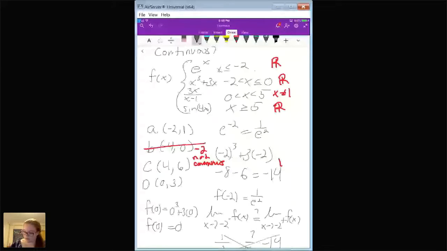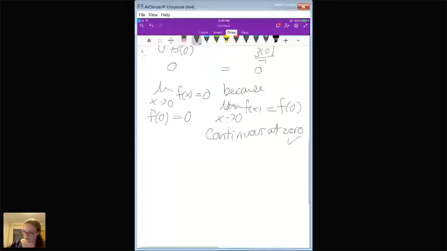Okay, so scrolling down again, we've got our functions. I'm just going to write the pieces of the function we're focused on. 3x over x minus 1, not a limit, x minus 1, from 0 to 5.